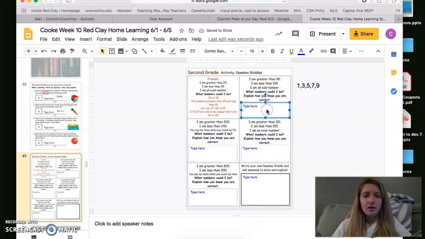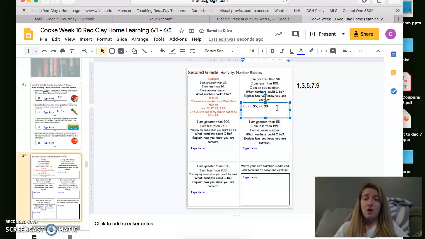But I can't just put 3 here because it says it's greater than 90. So my number has to be in the 90s, and it's less than 100. So if I look at my odds, it could be any of those in front or behind the 9. So it could be 91, because that's an odd, 93, 95, 97, or 99. Because those are all odd numbers that are greater than 90, but smaller or less than 100.